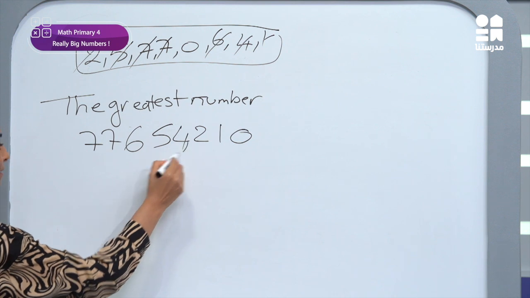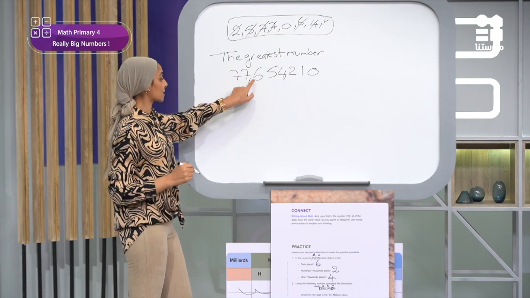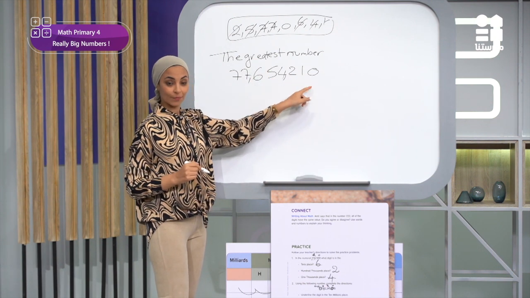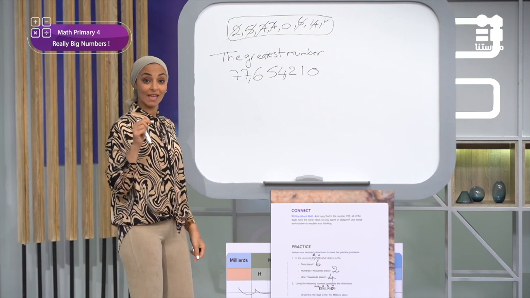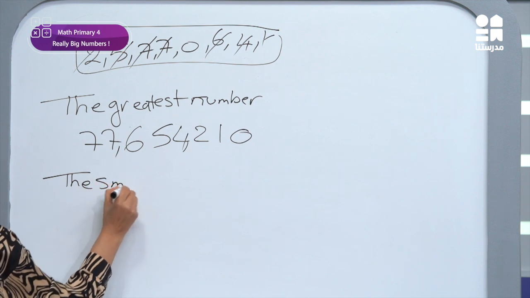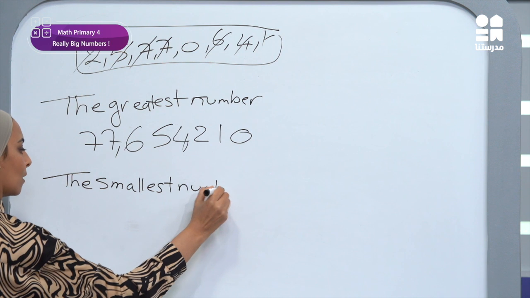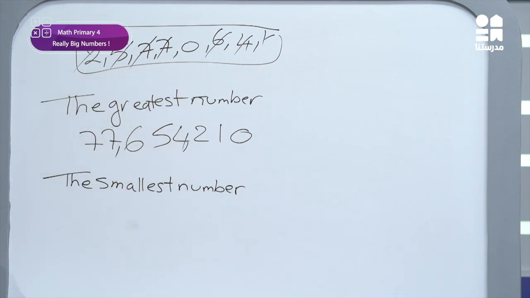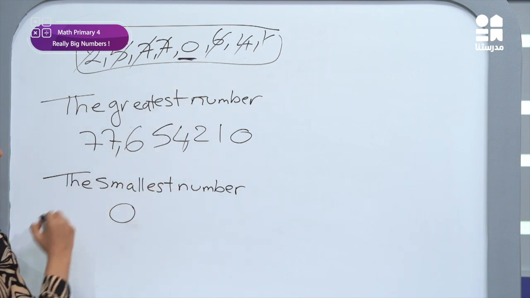Can you read it? Yes, let's read it. It's 77,654,210. Now let's form the smallest number using the same digits. The smallest number here. Okay, who can tell me which is the smallest digit here? Yes, 0 of course is the smallest digit here.